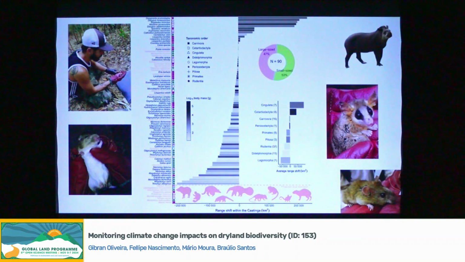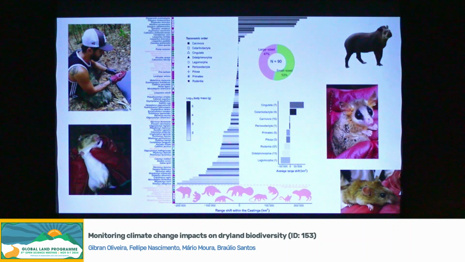I had the pleasure not only to run the model, but also to go to the field work and collect some animals, and it was very interesting, because here we created a list for each species. There are 95 species here. And here we have the log of body mass. So the darkest one is more body mass, and the white one is less.